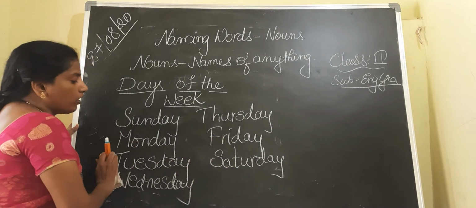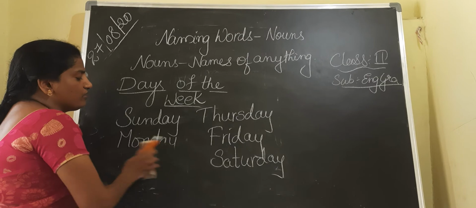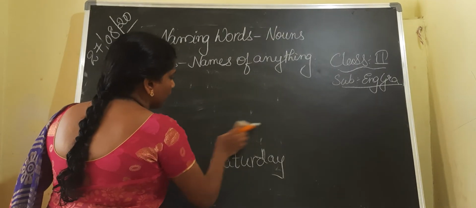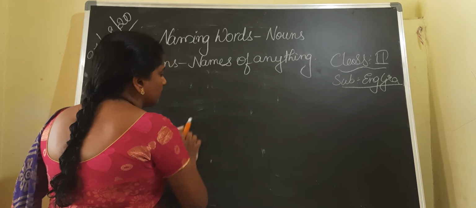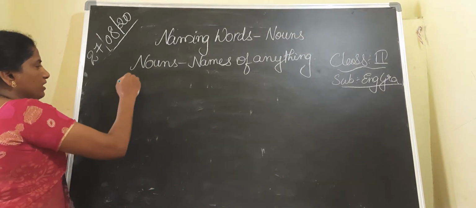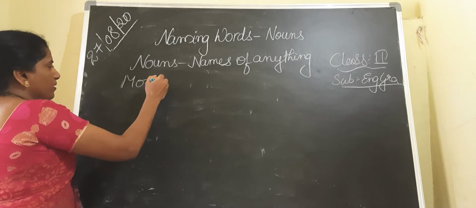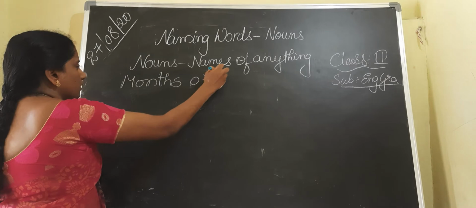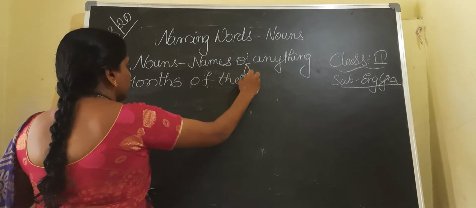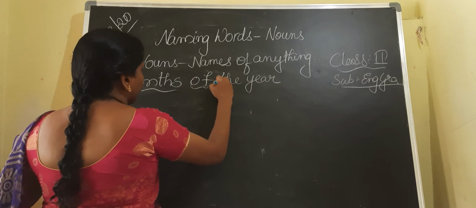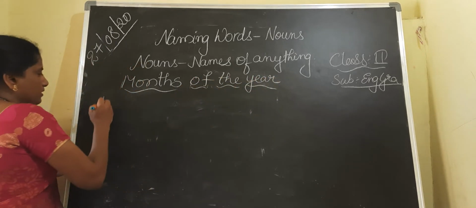See, children, not only the days of the week but also the months of the year. What are the months of the year? We learned them in the first class. January, February. The months of the year are also known as nouns. Now let us have a look at the months of the year.